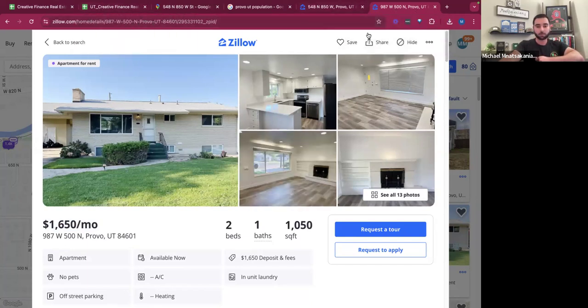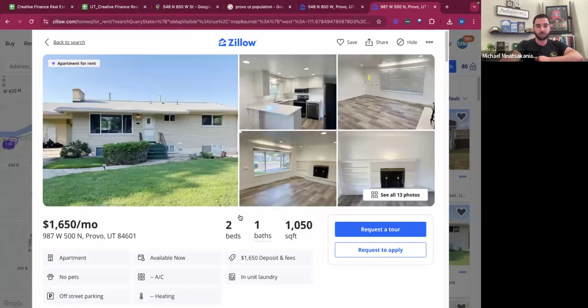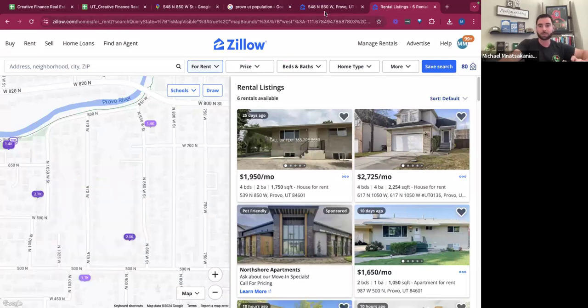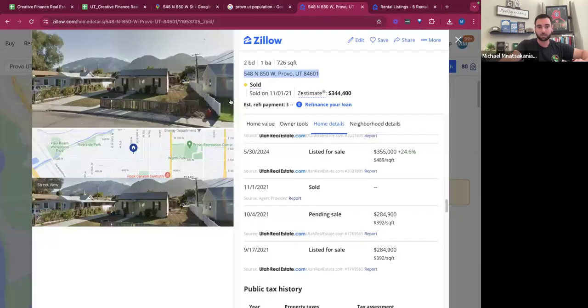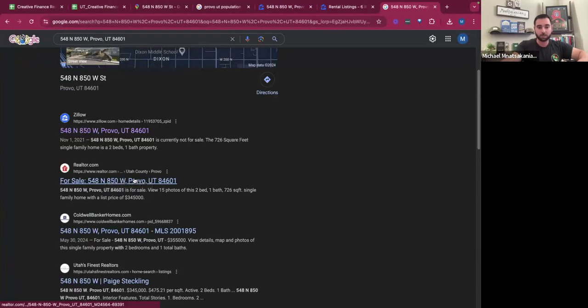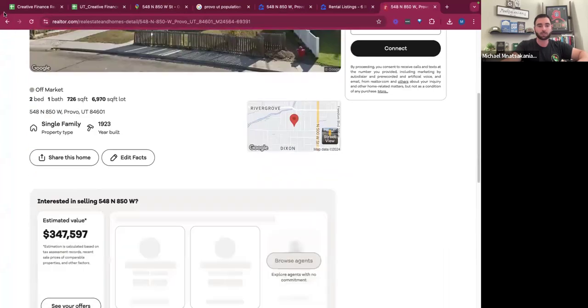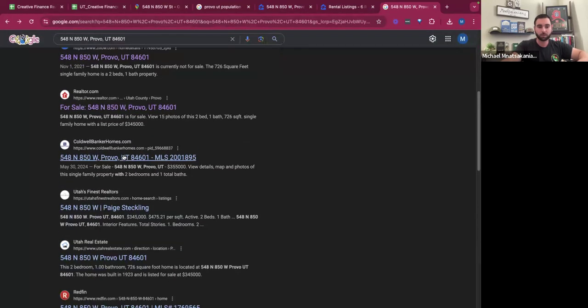All right, so we have 1,650. The other one was 1,375. Let's see if we have any other 2 bed, 1 baths. I'd love to see the condition this property's in, if we have anything. Let's see if we can find the listing somewhere else, an old listing or something. Oh, there you go, for sale. No photos at all, huh? That's really weird.